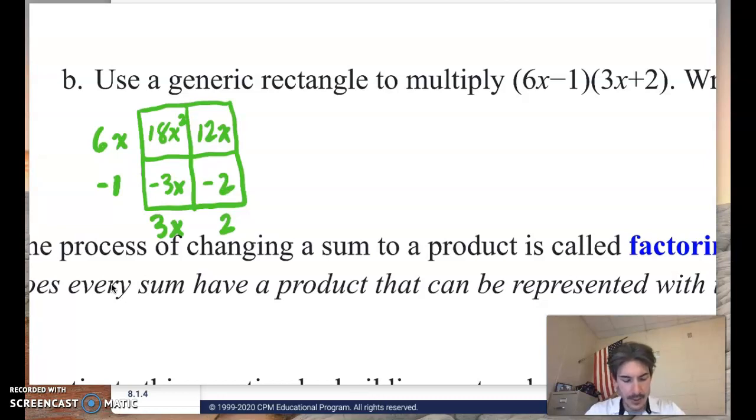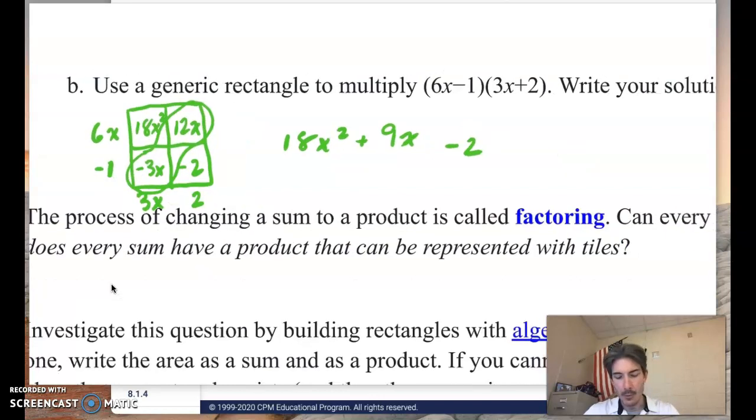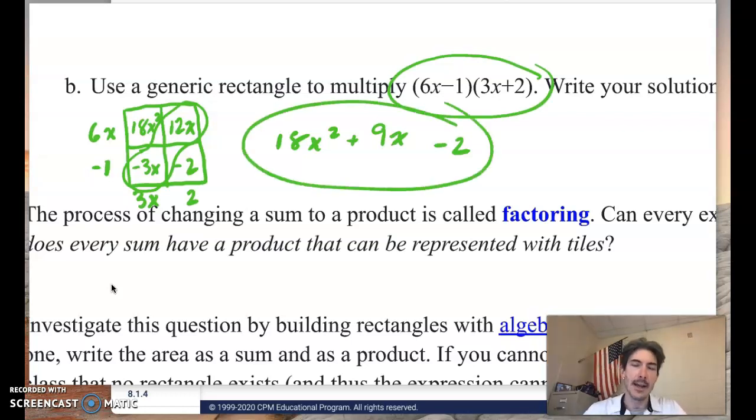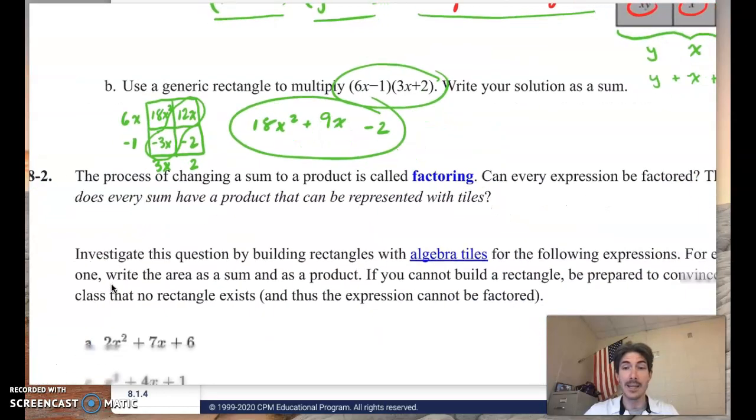Now I'll go ahead and put these things together. Nothing goes with the 18x squared. It's a unique term there. It doesn't have any other like terms. Nothing is going to go with the 2, but these 2 items are able to be grouped because they are like terms. We've got a 12x and we've got a negative 3x, and we add those things up and get 9x. So right here, I've got the area as the product. Right here, I've got the area as a sum, and I can even do that without building those items in algebra tiles. Okay, we moved forward. Now we're going to maybe move backwards, and we're going to change a sum to a product. And when we do that, it's called factoring.